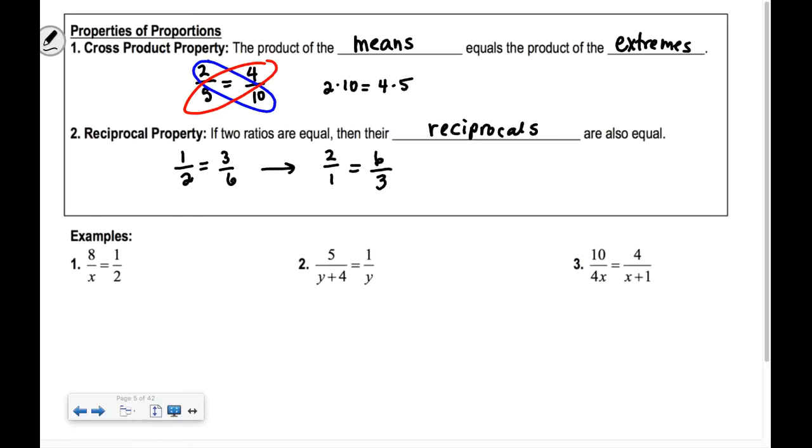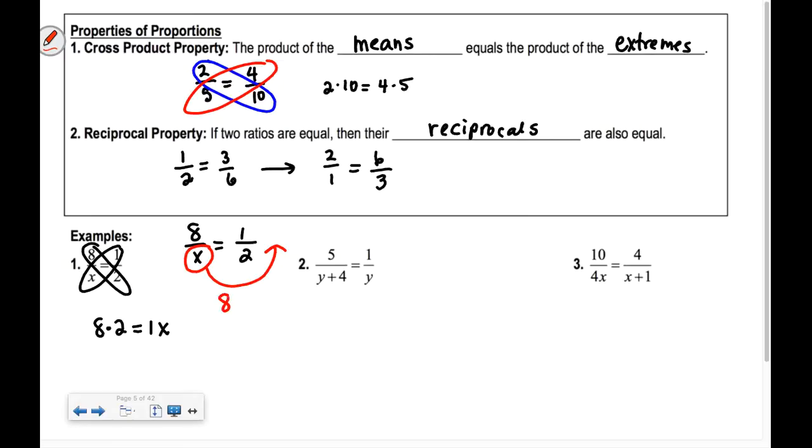Okay, so let's solve these out. The first one, I have 8 over x equals 1 over 2. So I'm going to say 8 times 2 equals 1 times x. Okay, so let's think about why we're doing this. If I had 8 over x equals 1 over 2 and I wanted to solve this out, basically I take the x, and since I'm dividing it, I would multiply it to the other side, right?